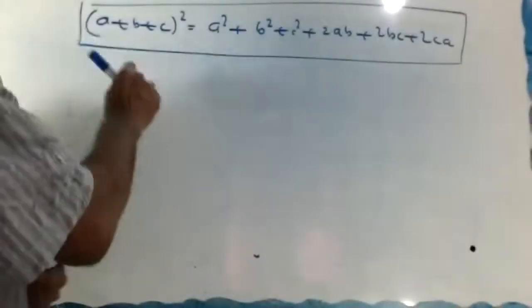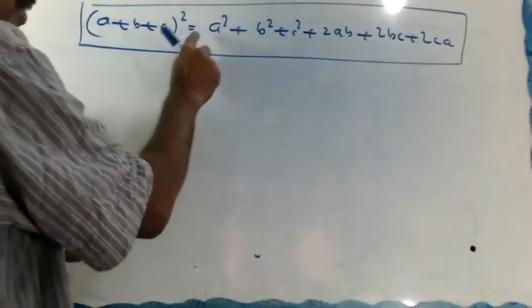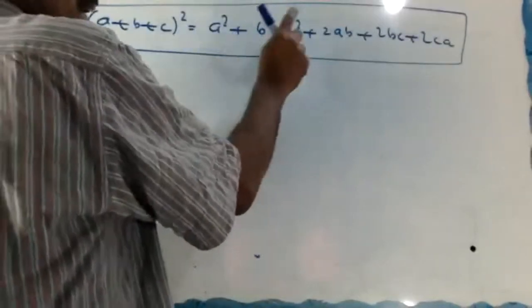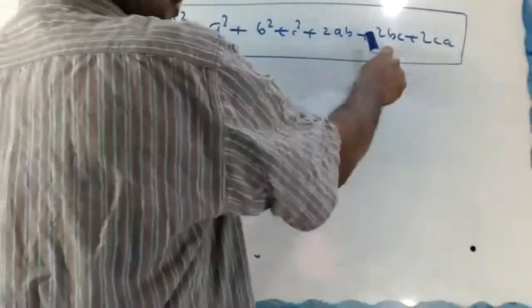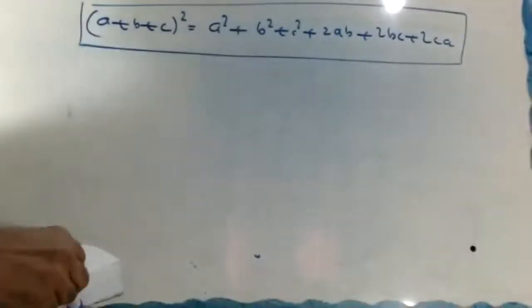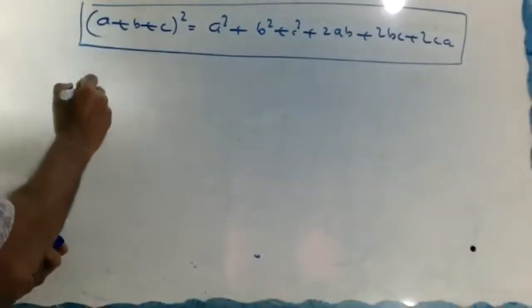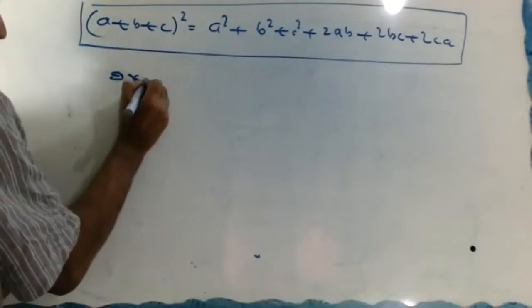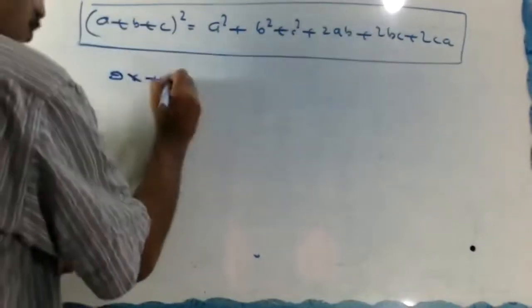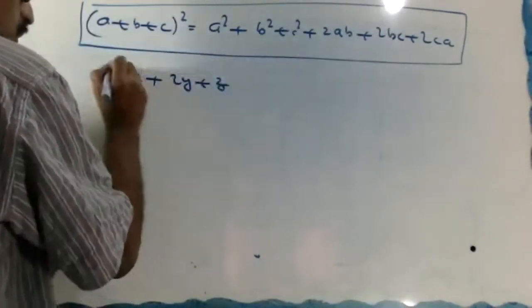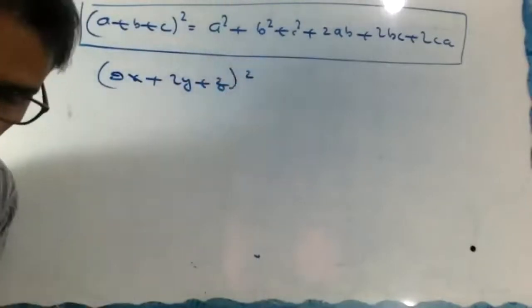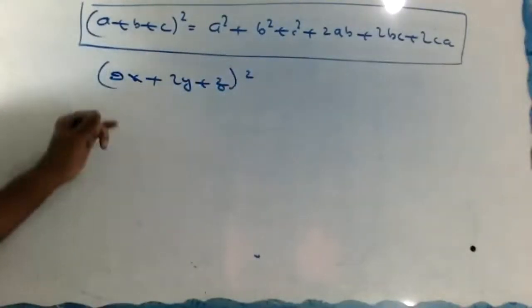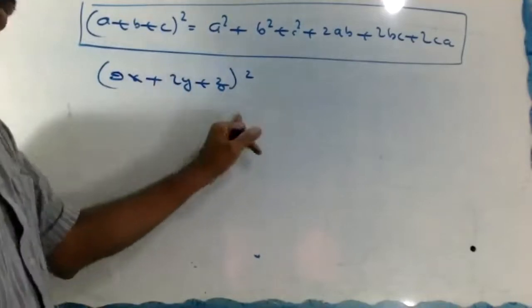So now listen, (a + b + c) whole square equals a square plus b square plus c square plus 2ab, 2bc, 2ca. I'll show one question. Look here: (9x + 2y + z) whole square. Don't write now, I'll show this one.